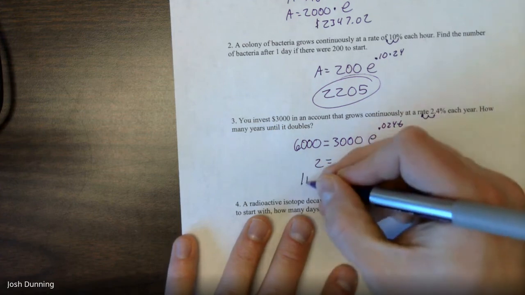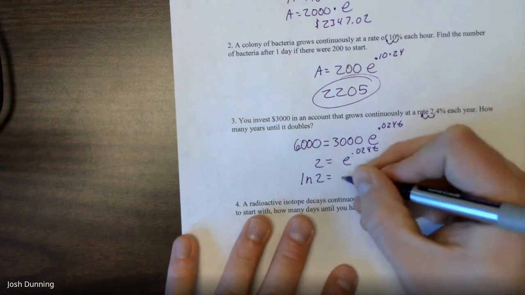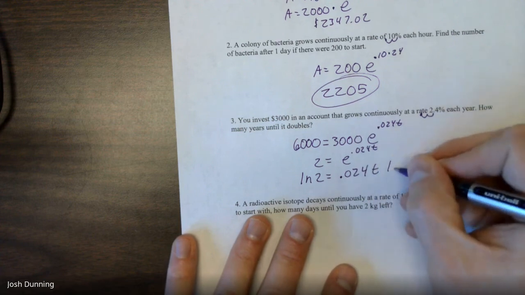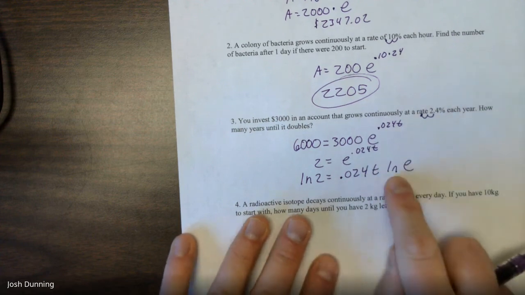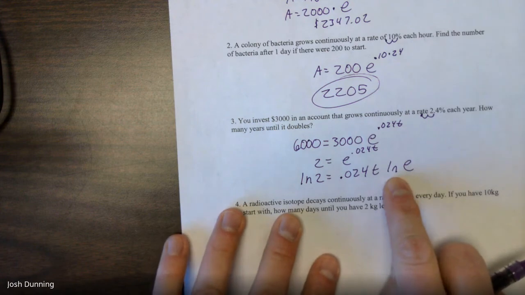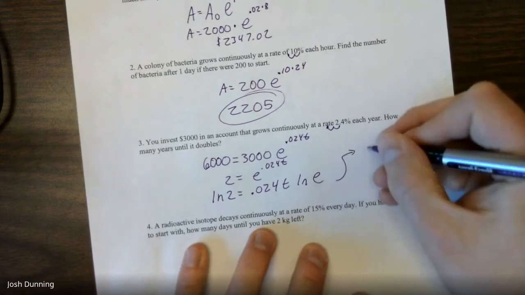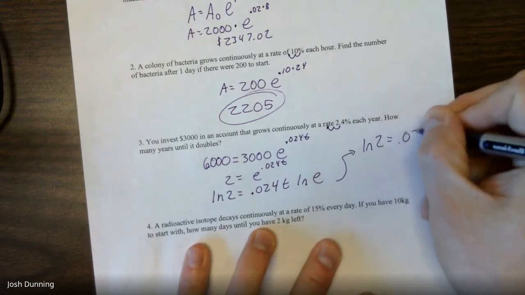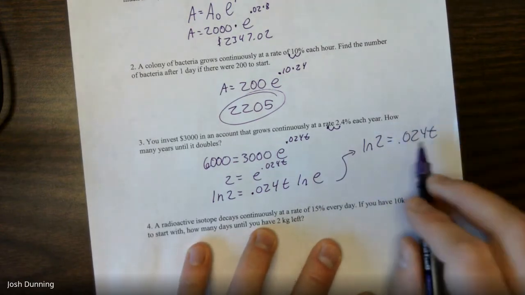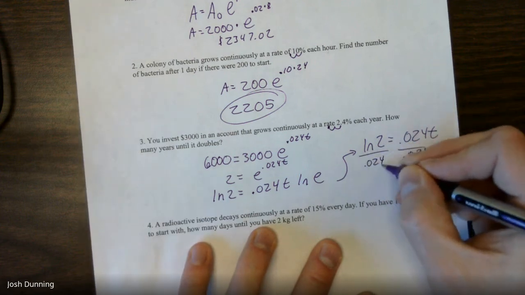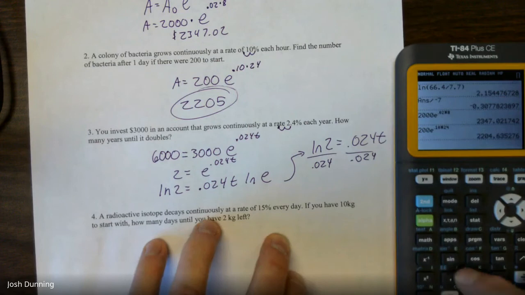Take the ln of both sides. That pops the exponent out to the front. We just said a bunch of times ln of e is 1. 1 times anything is just that anything. So we don't even care about the ln of e anymore. And we'll just divide by that 0.024. Type it in, we got our answer.